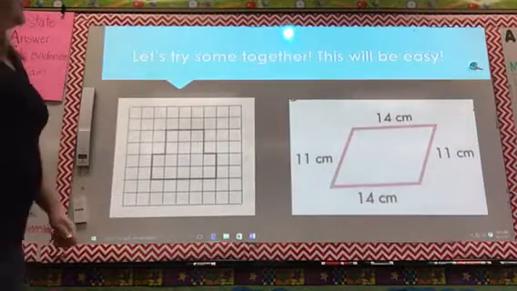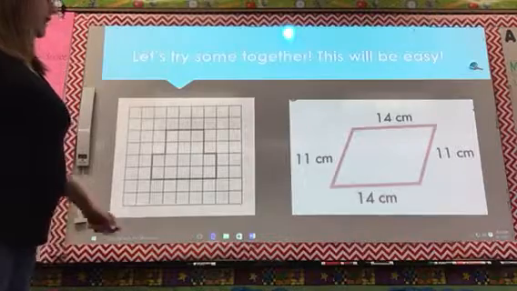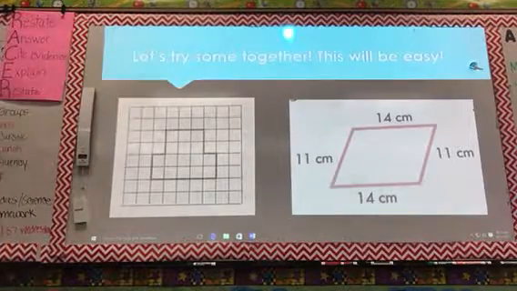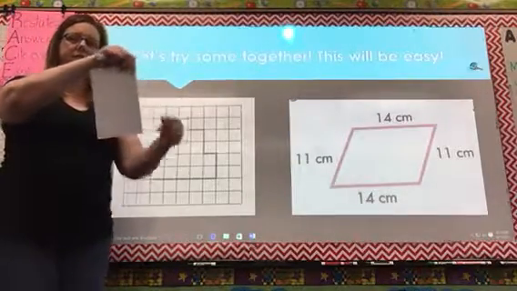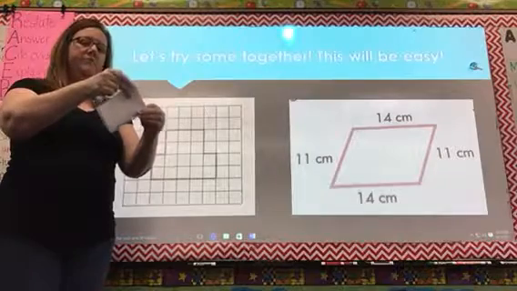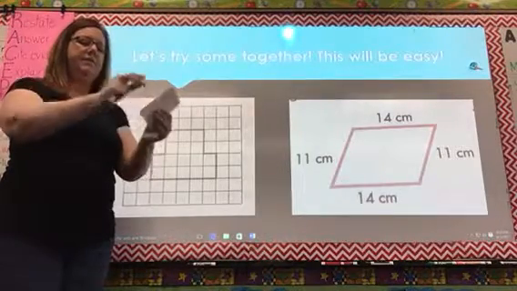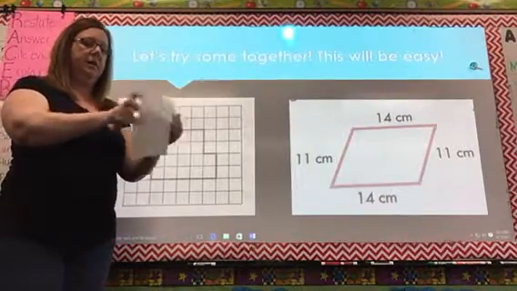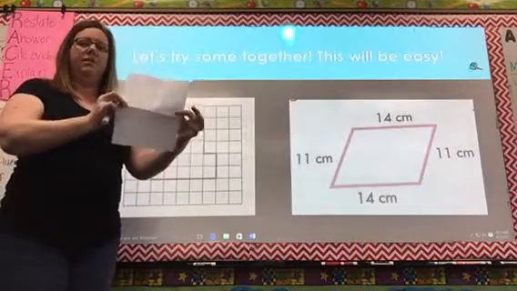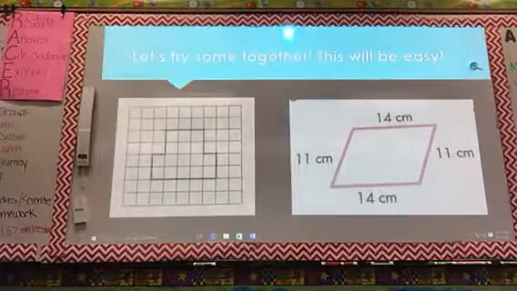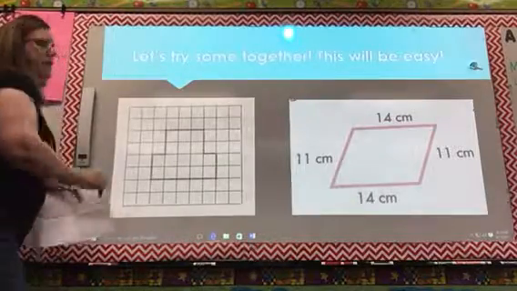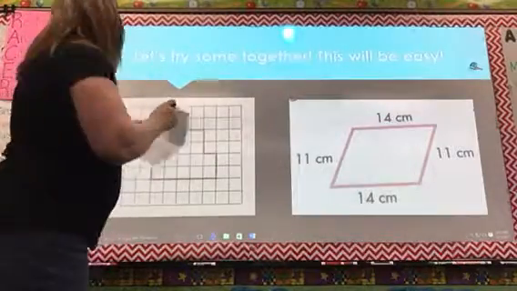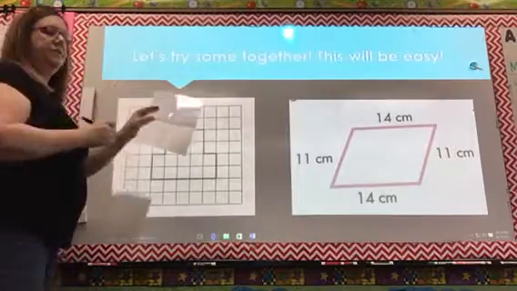All right, let's try some together. This will be easy, okay? I want you to take your white paper and I want you to fold it once like this and again like this. And remember to pause the video if you need to keep up, okay? Open it up so you have 4 boxes on each side. And then I want you to put a number 1 in the first box.